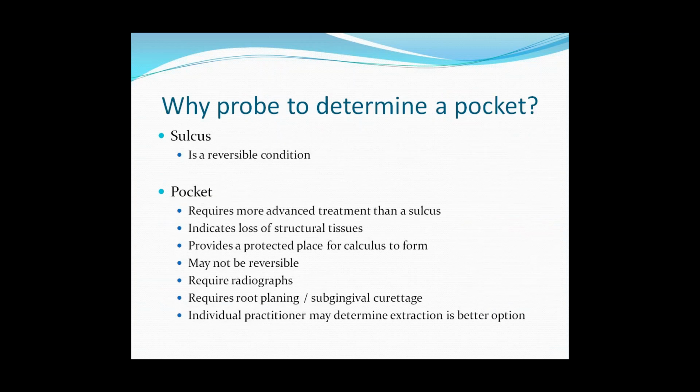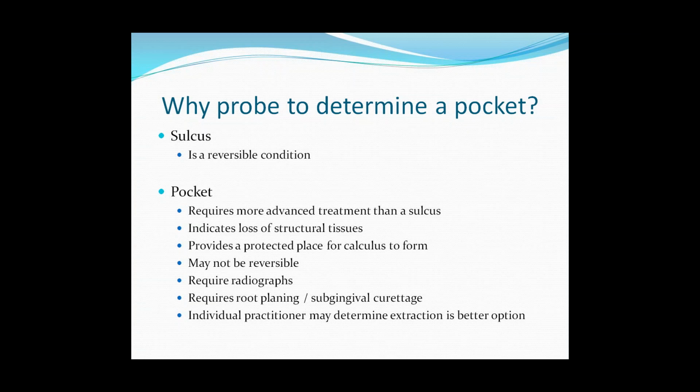So the next step is to use a probe and determine, do we have a sulcus or do we have a pocket? And why do we need to determine whether we've got a periodontal pocket? Well, there are about 7 reasons, I believe, why we need to determine whether we've got a sulcus or a pocket, and why we need to use a periodontal probe in practice.